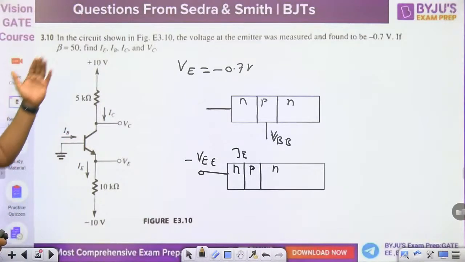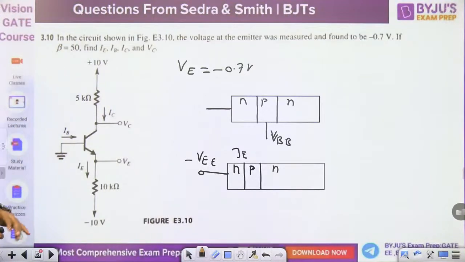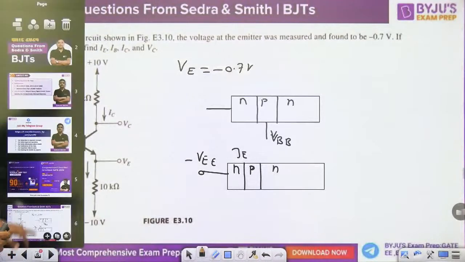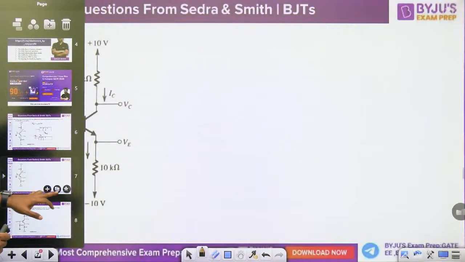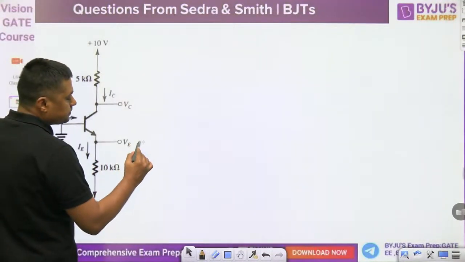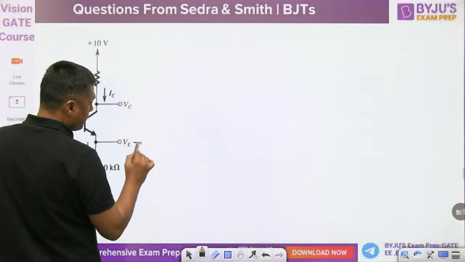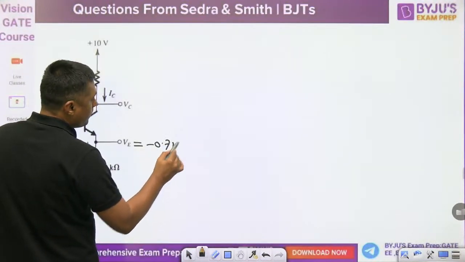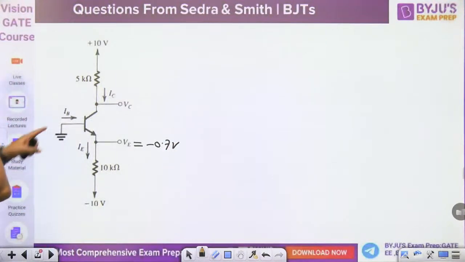Then we have to find IE, IB, IC and VC. So what are the values? Very simple one. This is the first question on your screen, from Sedra Smith. First of all, if this V is given as minus 0.7 volt, what is the value of VB? 0.